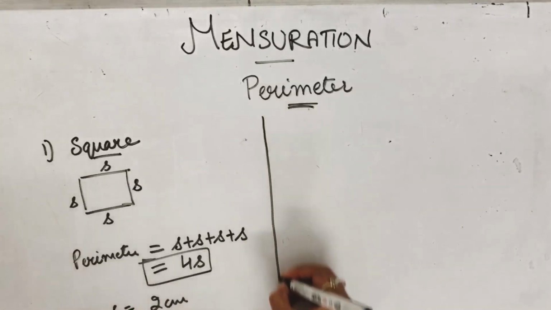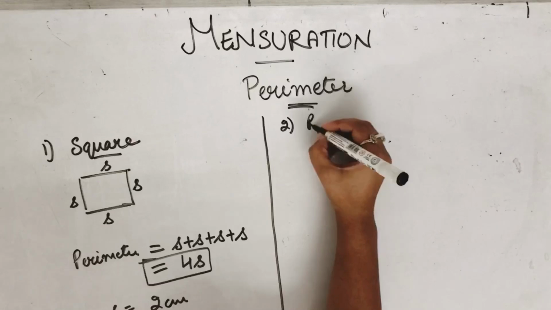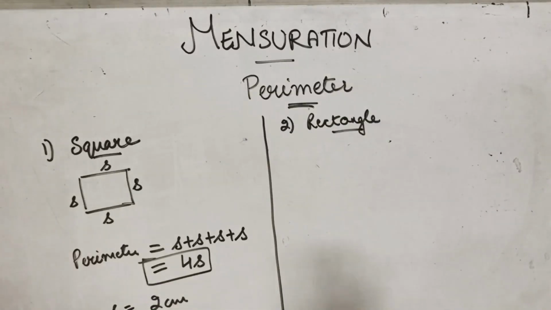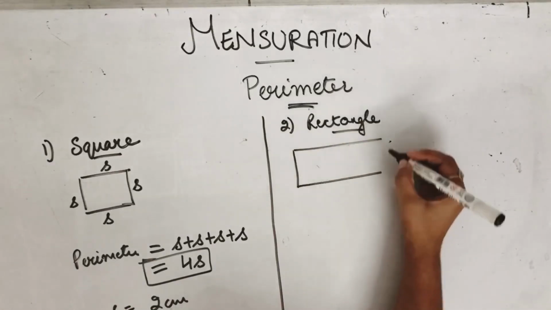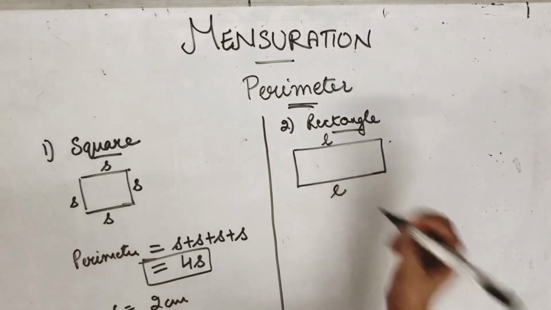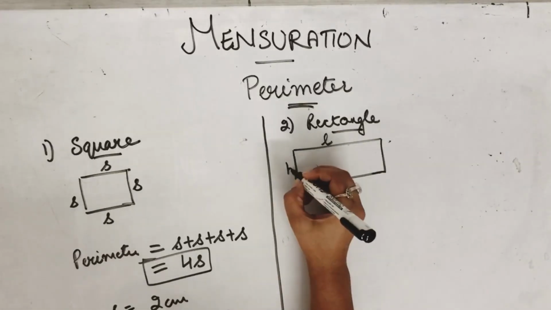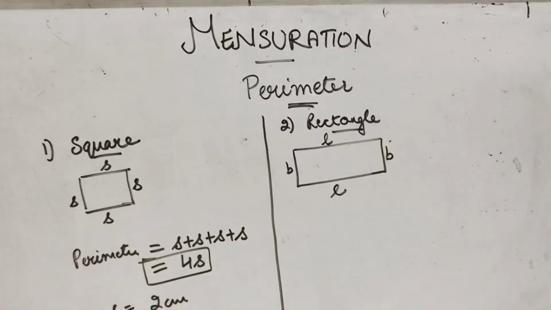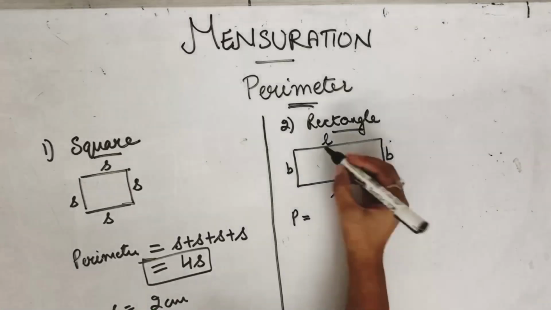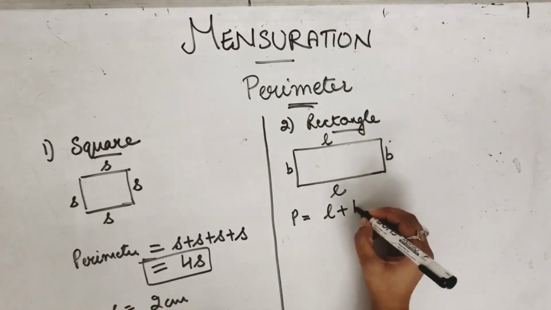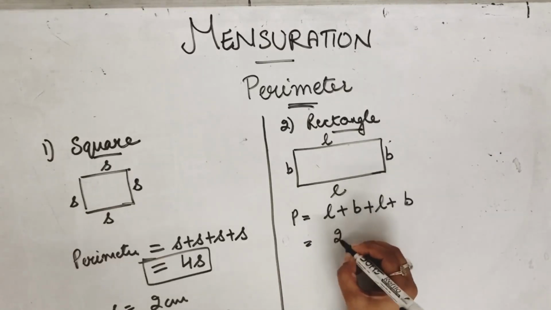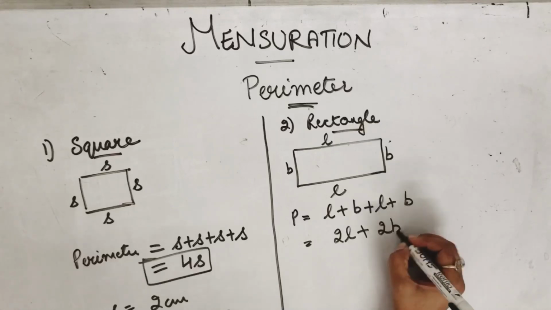Next one is rectangle. In rectangle, we know that opposite sides are equal. Let's say length of this rectangle is L. So this side will also be L. Breadth of rectangle is B. So this side will also be B. So perimeter is equals to sum of all the sides. Start adding L plus B. Again L plus B. So it will be 2L plus 2B.